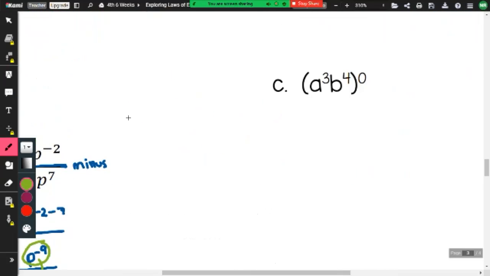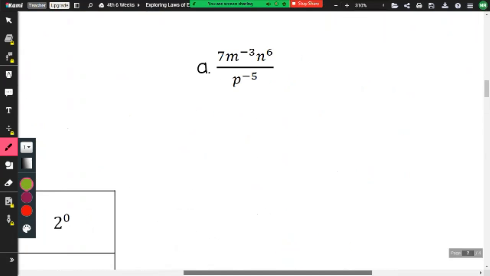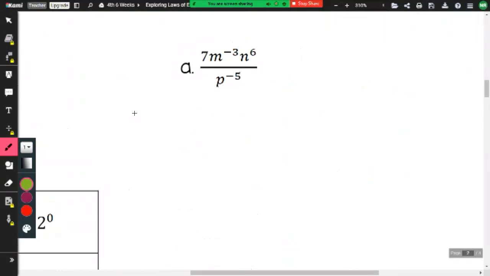The last page, I believe, is up here. There it is. All right. Example A. How many groups are we going to have this time? 4. We're actually going to have 4. We have 3 different variables and a number. Let's start with that 7.